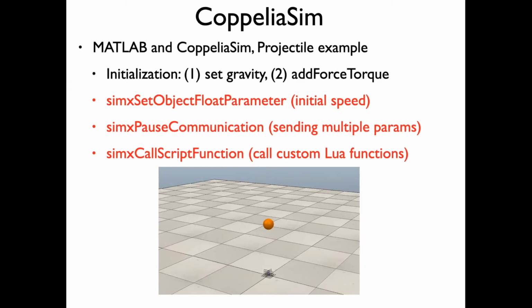When you start a simulation in Coppelia Sim, it just keeps running, and if you don't call MATLAB fast enough, then you'll see that you can't do much. So there are ways in which you can initialize the simulation in Coppelia Sim, and two ways to do that are set gravity and add force torque. I will show you one of them, which is set gravity.